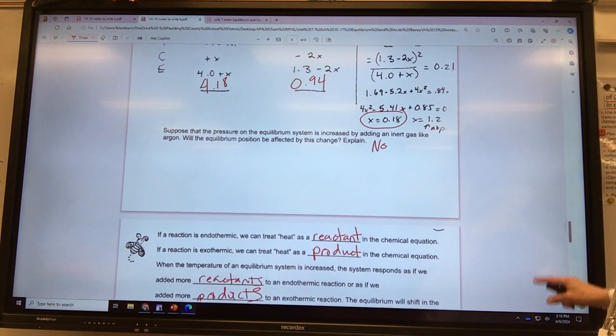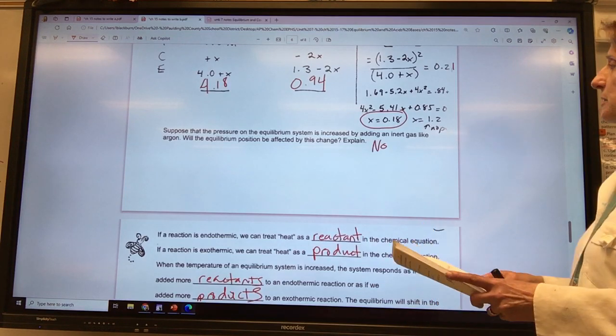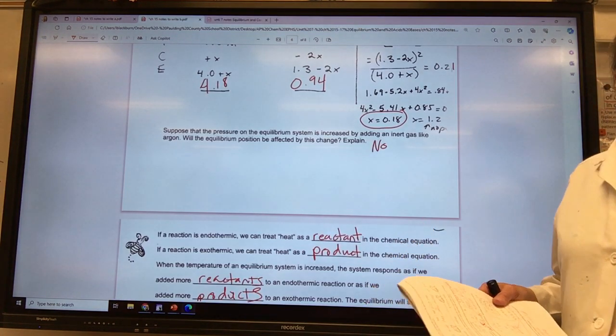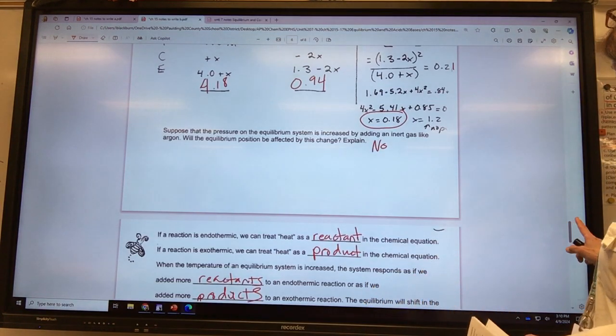Suppose that the pressure on the equilibrium system is increased by adding an inert gas. Is it going to affect it? No, because the ratio of the partial pressures will all stay the same.